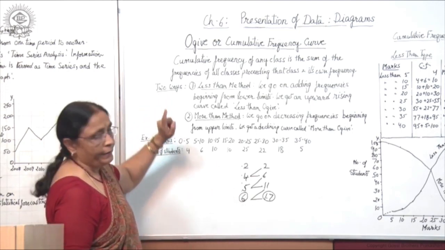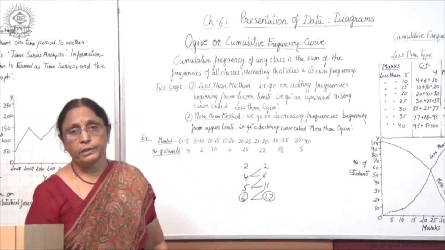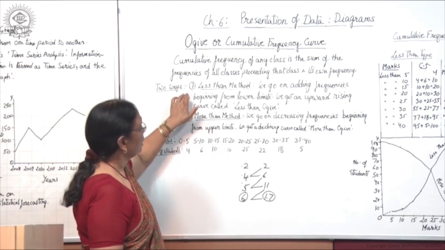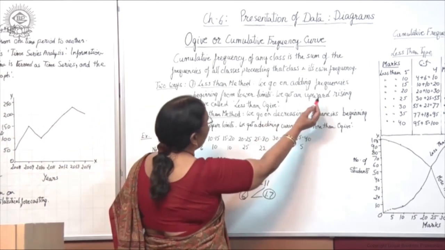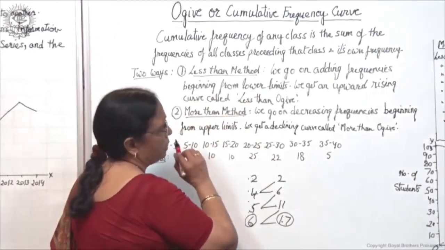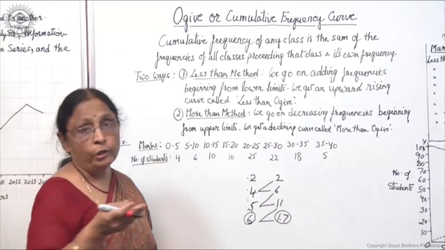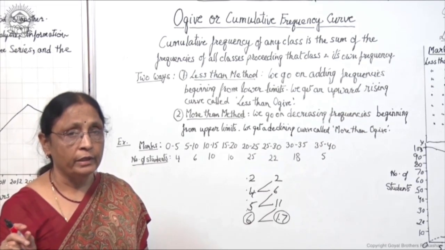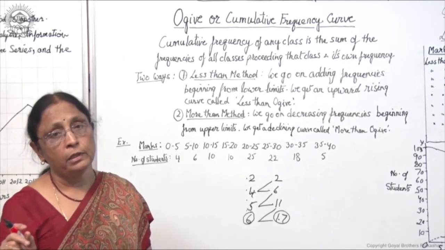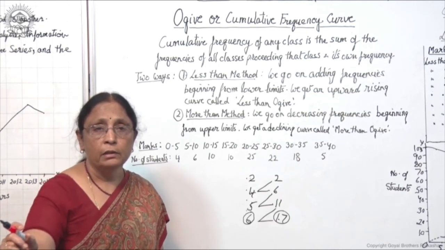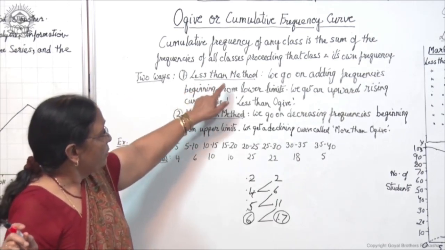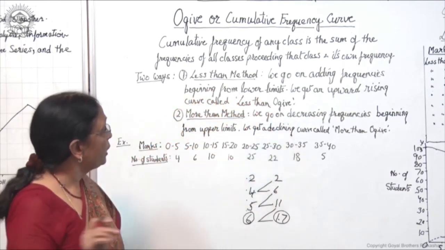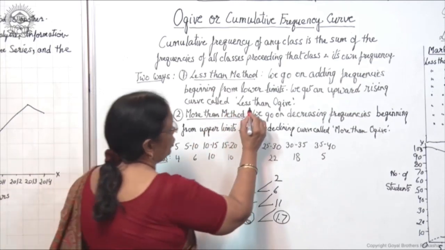Right? Now there are two ways to add up the frequencies, that is the less than method and the more than method. In the less than method, we go on adding frequencies beginning from lower limits. This you have done earlier also when I told you what cumulative frequencies are. And the less than method, remember we have done that also, with an example of how we calculate less than frequencies. So in the less than method, we go on adding frequencies beginning from lower limits and we get an upward rising curve called less than ogive.